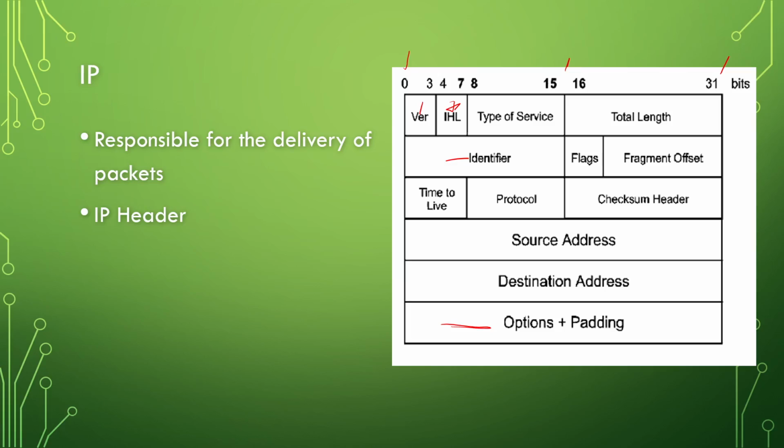And then our last one is checksum. So this is making sure that we don't have errors in our header. This only checks the header section, so these first 3 bits. It does not check the source address, the destination, or the options and padding.